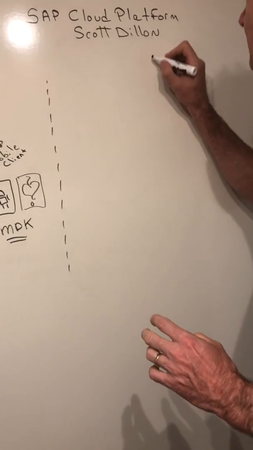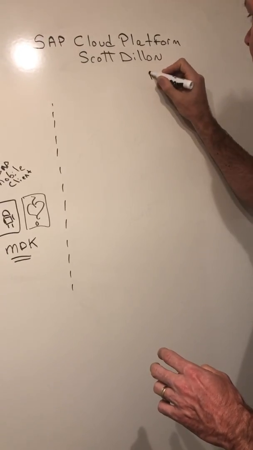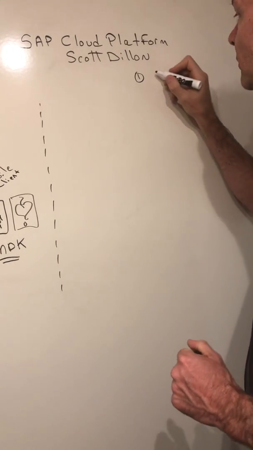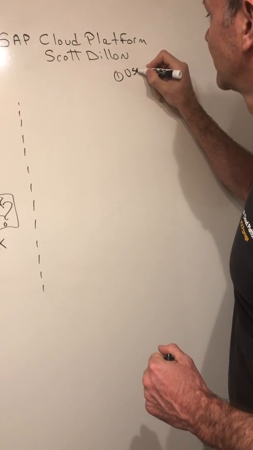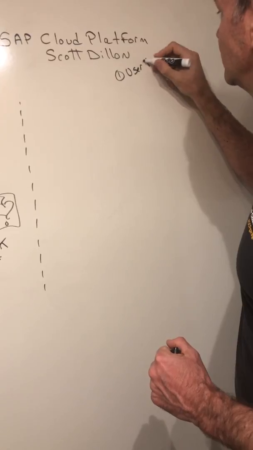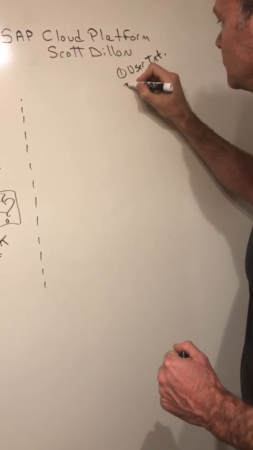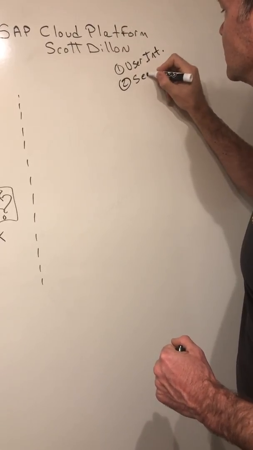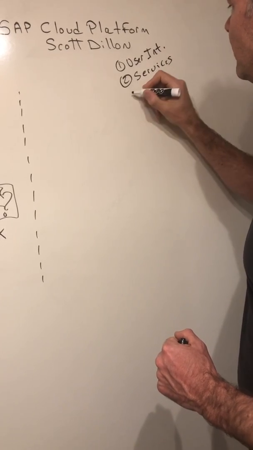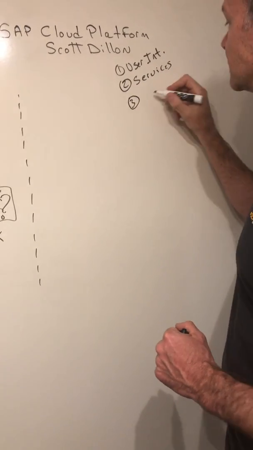But the second part of it is, as everybody knows, there's three things you need to build any application really. Standard stuff: a user interface, you need services, and you need persistence.